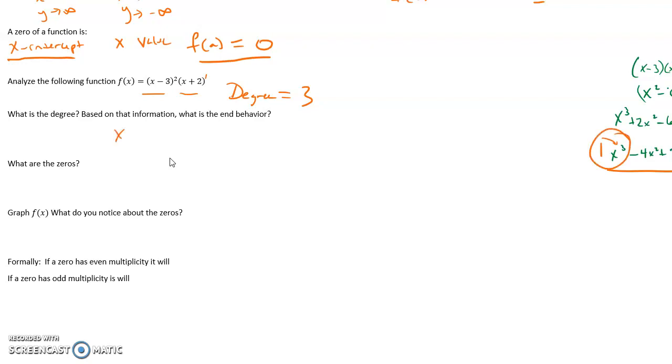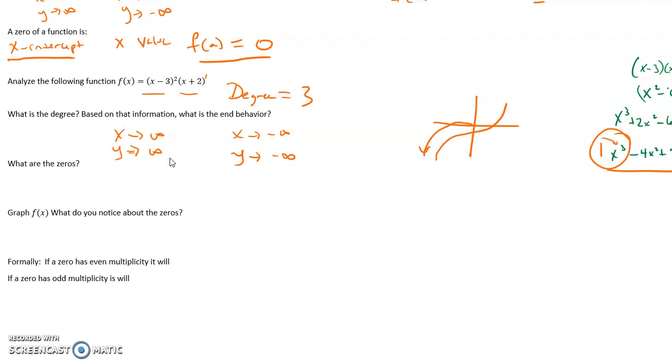So based off of that, what is the end behavior? Well, as x goes to infinity, it's going to have the same end behavior as any odd graph. So as x goes to infinity, y goes to infinity. And as x goes to negative infinity, as we're going over here, the y values are going to be going down as well. It's really important that we get used to this notation because I will be requiring it.